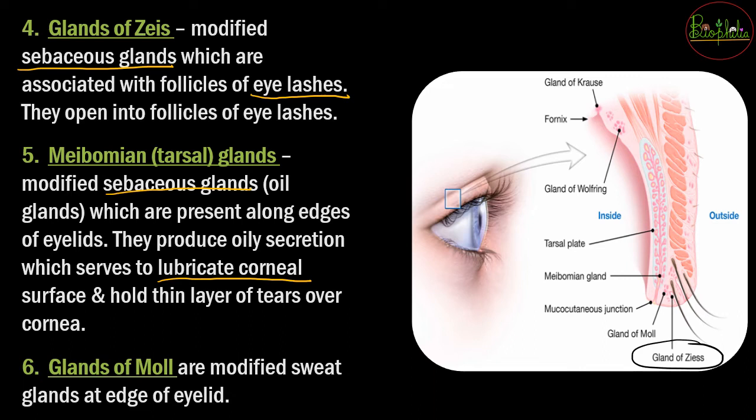The next is the glands of Moll. These glands of Moll are modified sweat glands. Previously, two were modified sebaceous glands, that is, modified oil glands, but glands of Moll are modified sweat glands which are present at the edge of the eyelid. Here you can see the different kinds of structures present in a very small area in and around the eyelid.